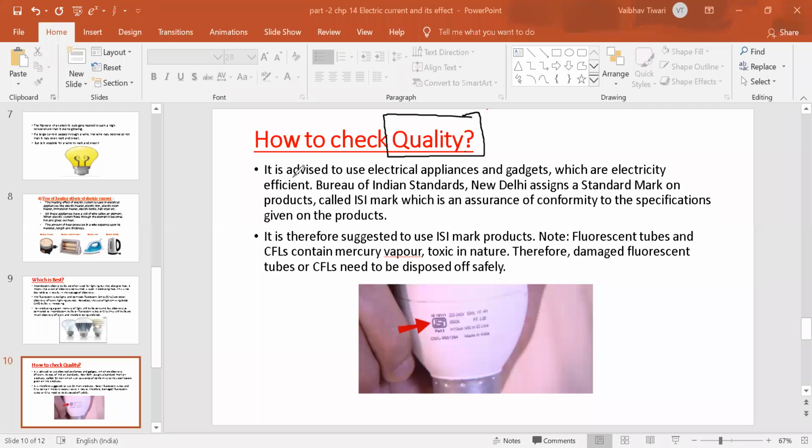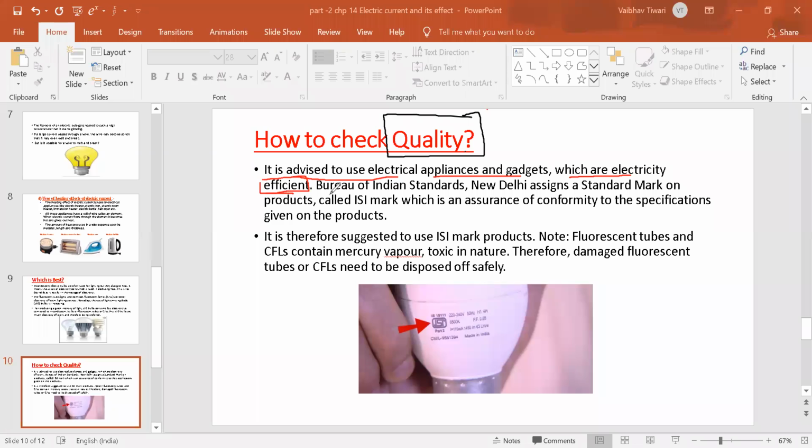It is advised to use electrical appliances and gadgets which are electricity efficient. Whether we are using a mixer, a grinder, a refrigerator, an AC, bulbs, or a fan, whatever appliance works on electricity should be electricity efficient. It means they should consume less electrical energy, right?